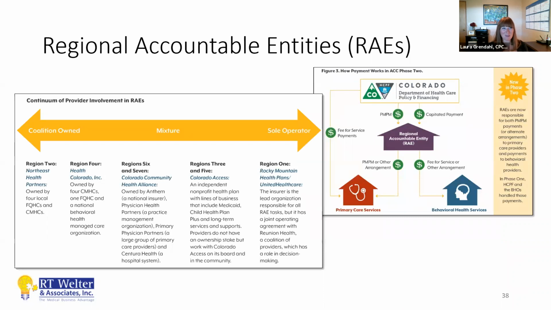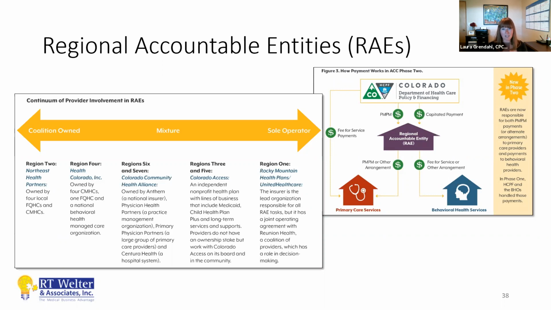Regional Accountable Entities, or RAEs, they're here for you. Three big takeaways: your RAEs are a new organization in the Health First Colorado and Colorado Medicaid program. They're responsible for coordinating members' care, ensuring they are connecting with primary and behavioral health care, and developing regional strategies to serve Health First Colorado members.